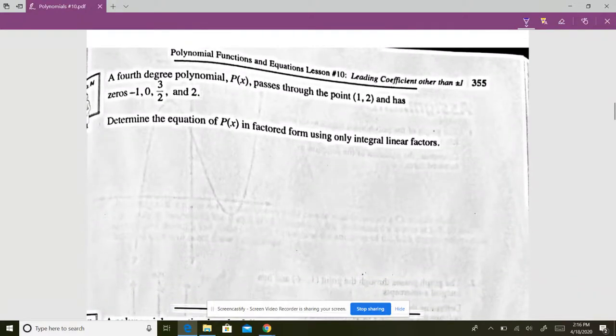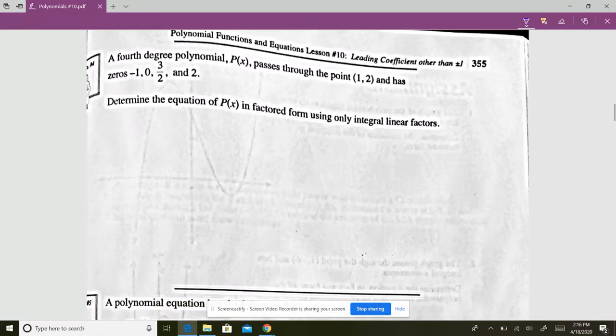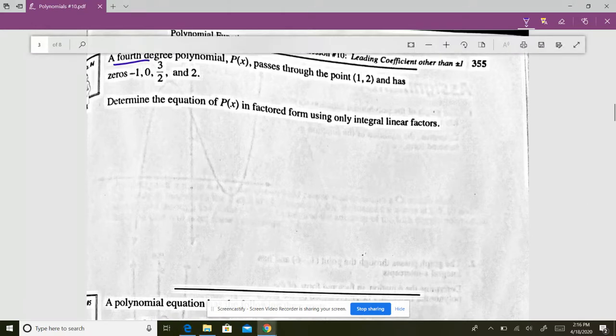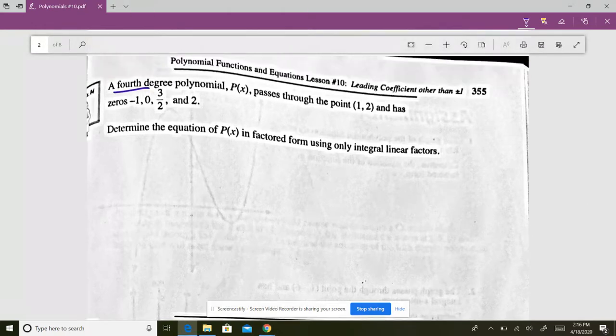Okay, once you've done that, hopefully that made sense. We're on to the last bit here. The only difference with these is we have fractions as our x-intercepts. And there's a way to deal with them. So, fourth degree polynomial passes through the point 1 and 2. There's our x and y values. They give us the zeros.